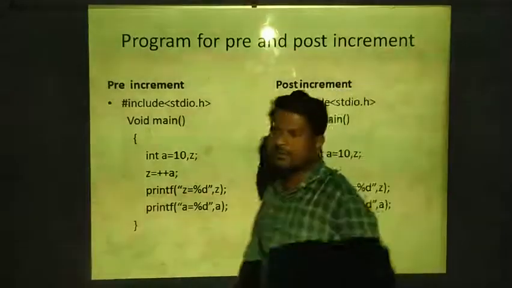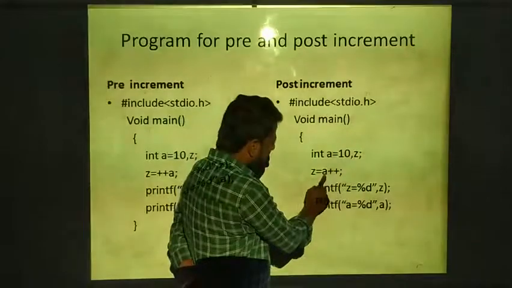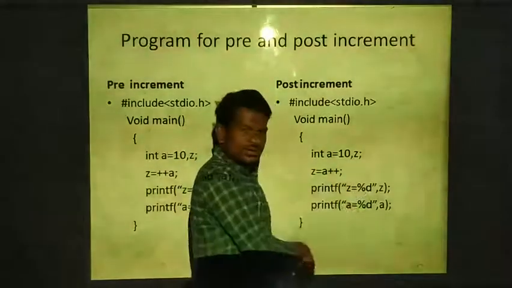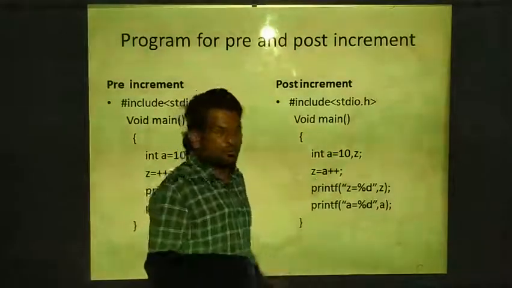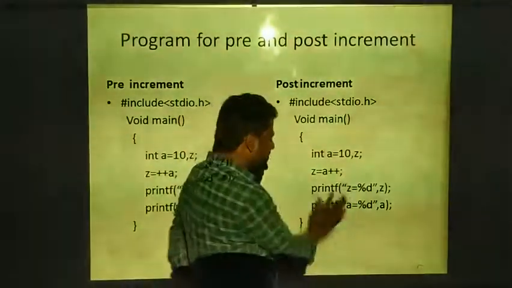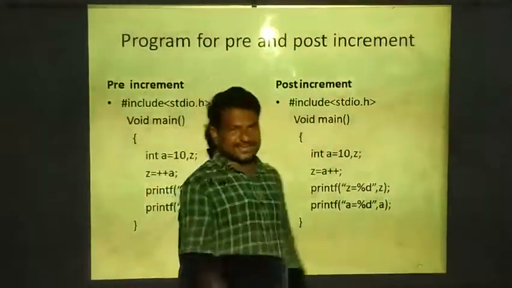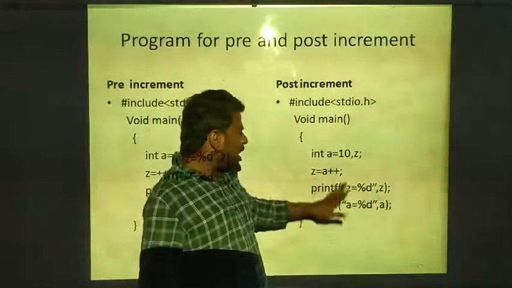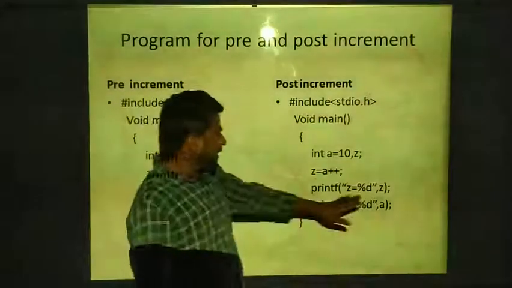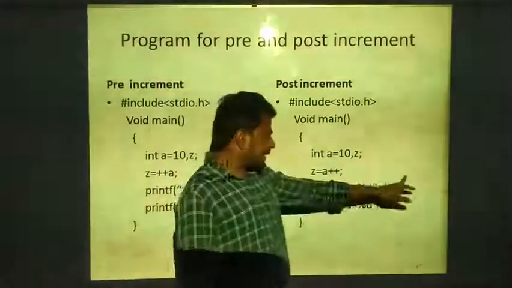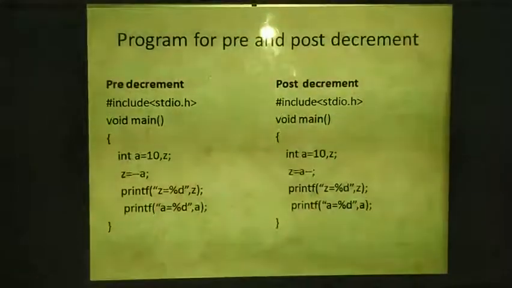Whereas for a post increment, first the 10 value will be taken in A. So z is equal to A, first this operation is performed. So the value for this printf statement is 10. After that it increases, means increment. Post means after that, pre means before that. So what is the output here? 10 and 11.